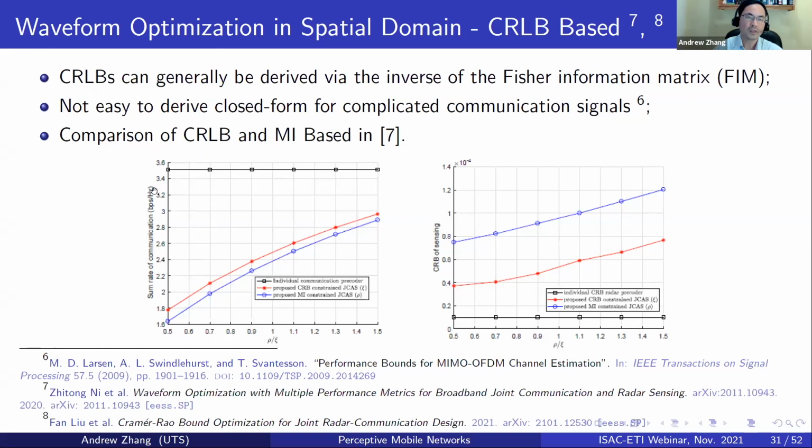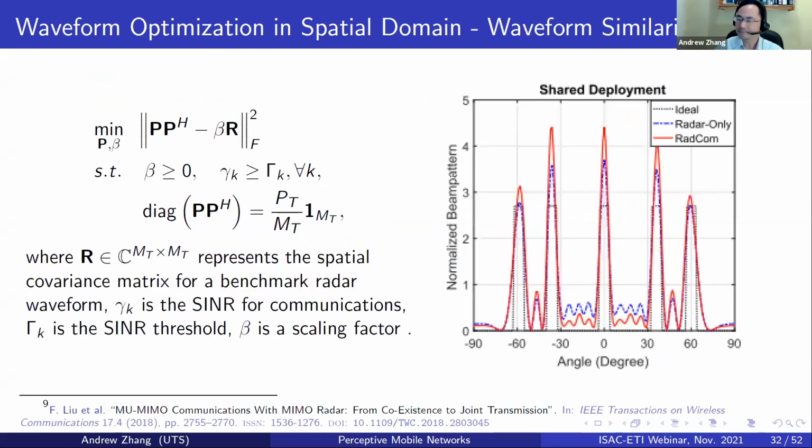Our solution finds some loose connections between these two. In particular, if we optimize with respect to MI, generally we can also expect a smaller CRB, but not the other way around, which means if we minimize CRB and get the waveform, this does not guarantee we can achieve a good MI. We're not very sure about the reason at this stage.